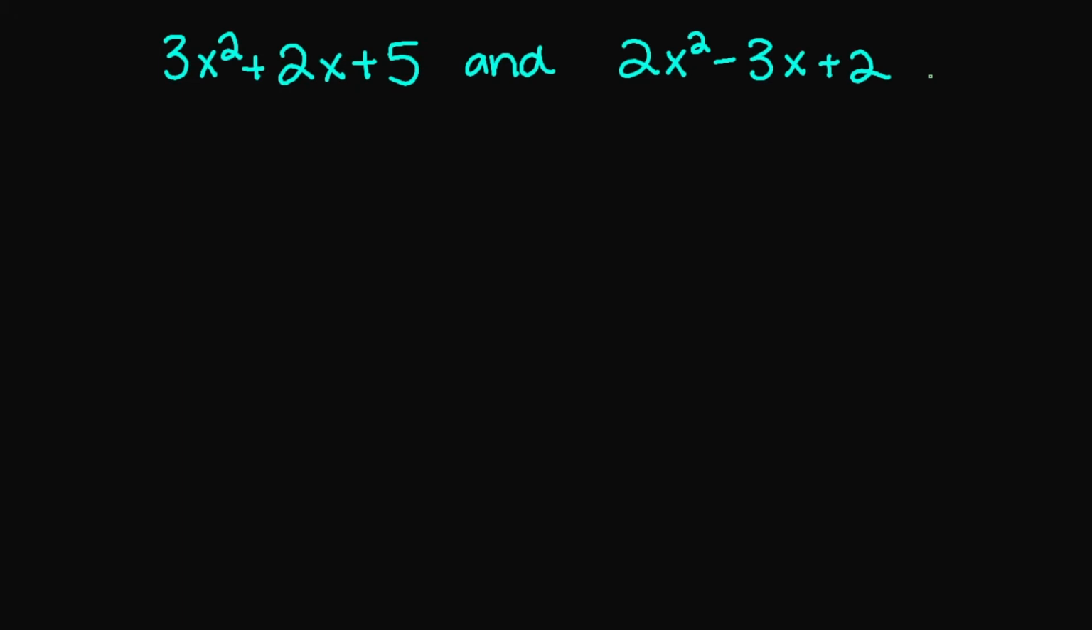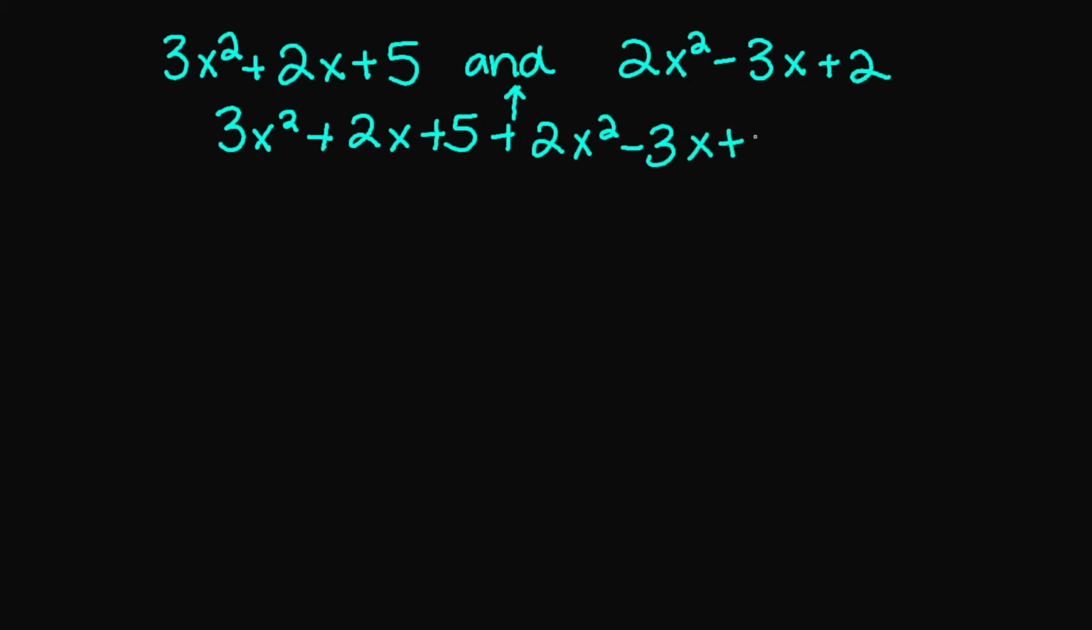So let's look at this example here, 3x squared plus 2x plus 5 and 2x squared minus 3x plus 2. In this example, we need to find the sum of these two polynomials. So let's go ahead and clean this up. I'm going to do 3x squared plus 2x plus 5 plus 2x squared minus 3x plus 2.